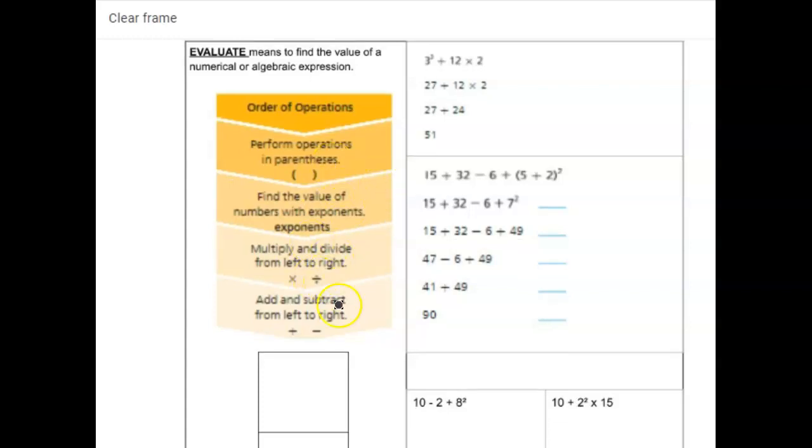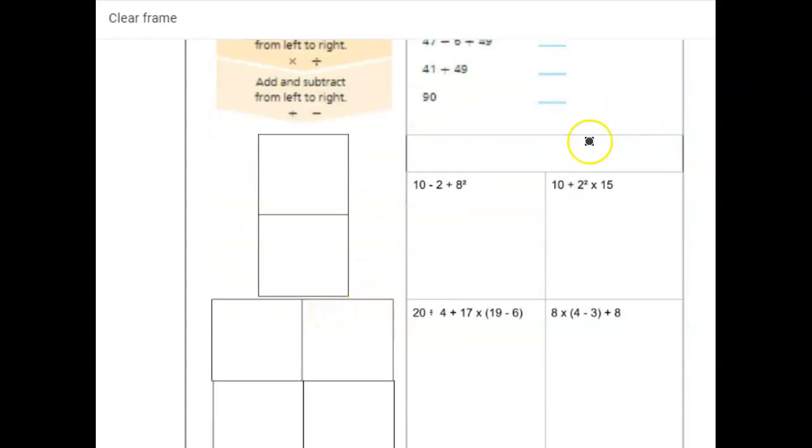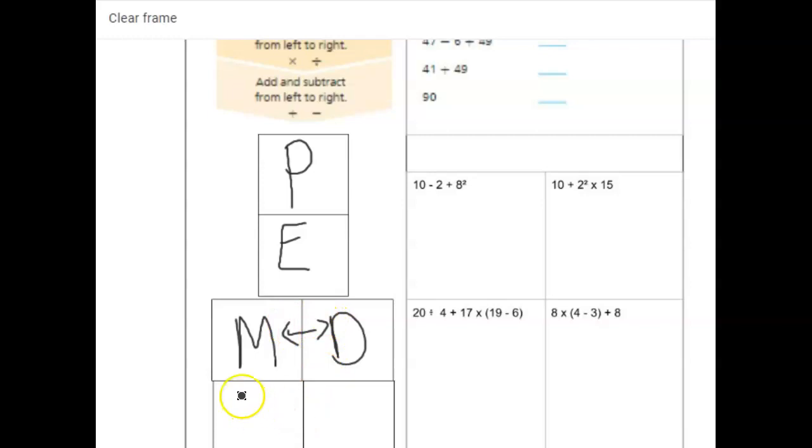So there's 1, 2, 3, 4 steps. I like this little thing down here, and I like to write it like this because I know by doing this, I don't have to read all the words that are up there. I just look at the letters and I'm able to do it. Now, when we get down past the P and the E to the MD and the AS, I put the boxes right next to each other because if division comes before multiplication, that's what you're going to do. Same thing with addition and subtraction. From left to right, that's how you're solving them.